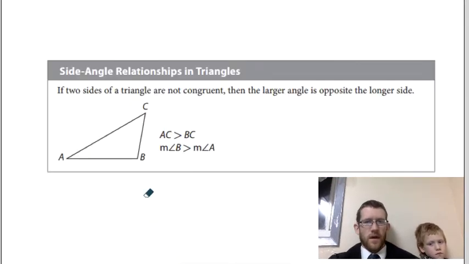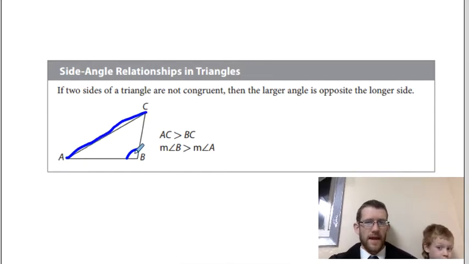Cool. We're going to do a few more things here. The first is the side-angle relationship in triangles, which simply says that the largest angle is opposite the largest side. So essentially, if we know that AC is the largest side, even if we don't know the value, we know that angle B here, the opposite angle, is the greatest. Similarly, if we know that CB here is the smallest, we know that angle A is the smallest angle.